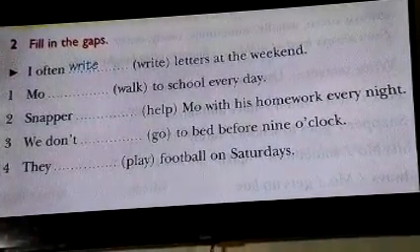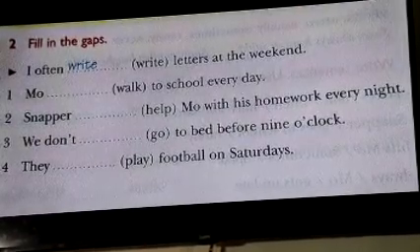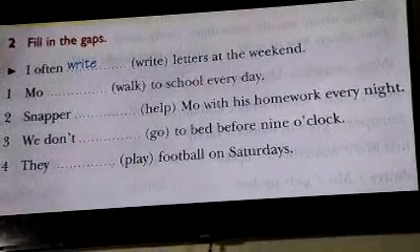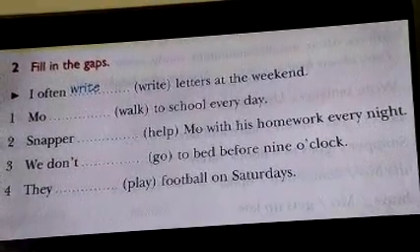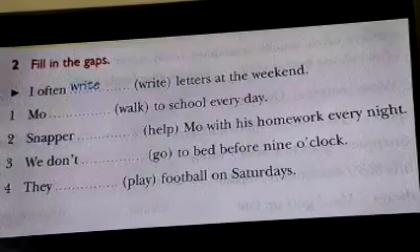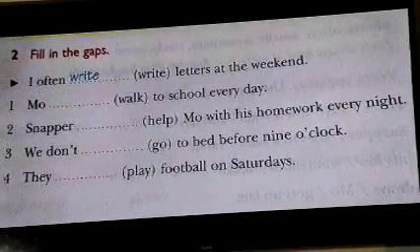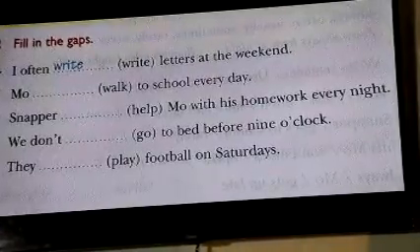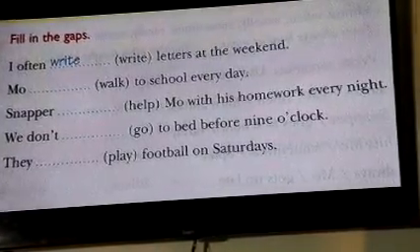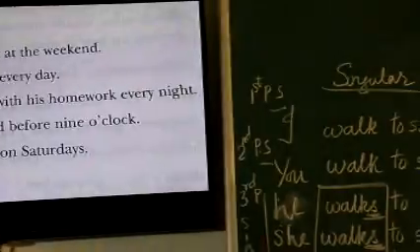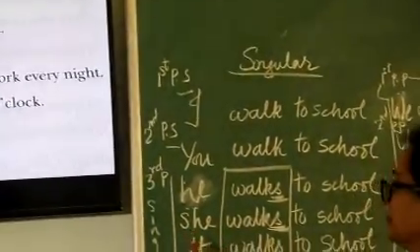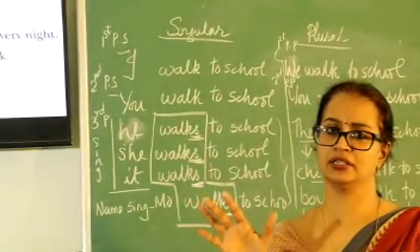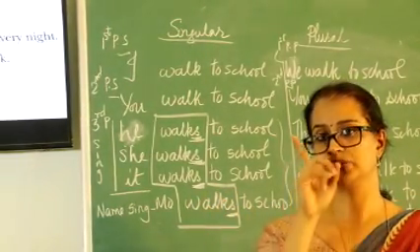Though it is singular, it is the first person singular. We cannot add S to the first person singular nor to the second person singular. So where do we add this S? Adding the S happens only in the third person singular, that is he, she, it and names, any names. Any names, but it should be in the singular.